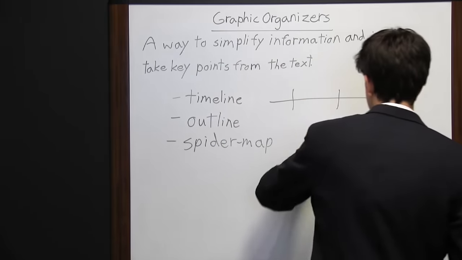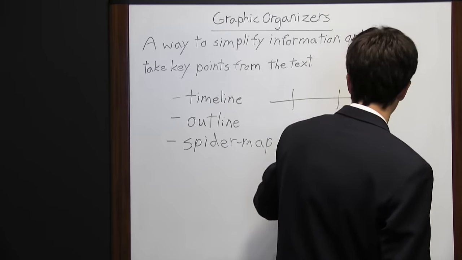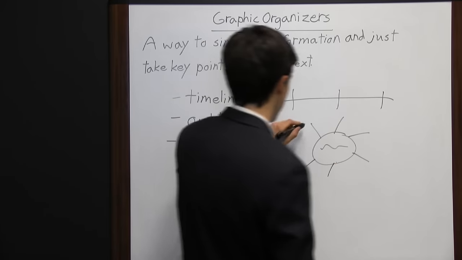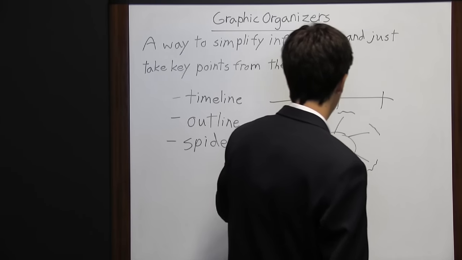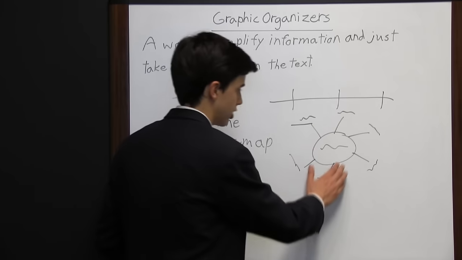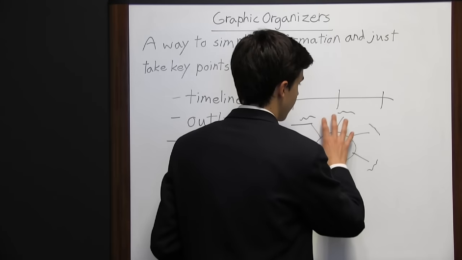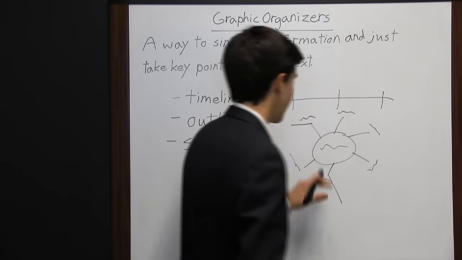Here the reader takes a circle and puts the main point inside of the circle and then draws legs off of this circle to make a web, and then at the end of each leg is another main point. And then main points can even branch off of these. So really what you have here is the main point, or maybe the thesis of the whole paper. Then you have the main points coming off of that thesis, and then you might even have subpoints coming off of those main points.